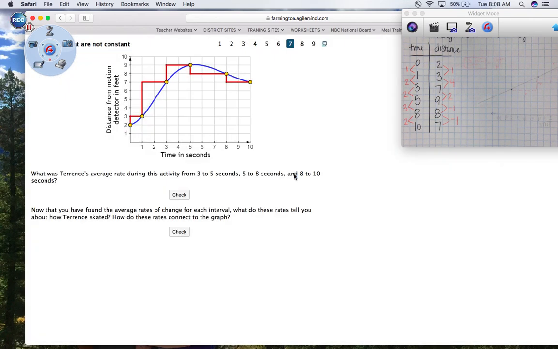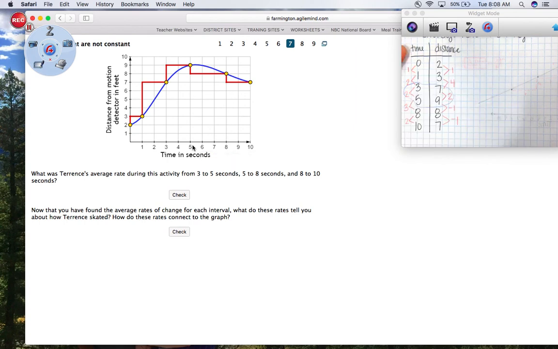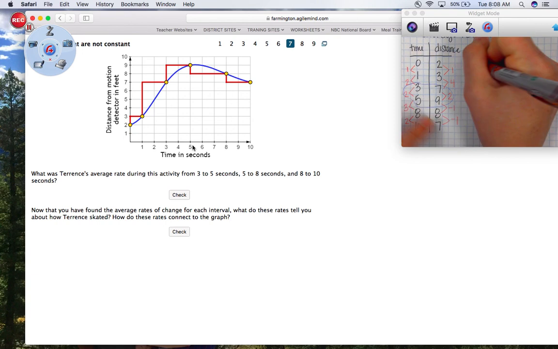Okay, now how your problems will be worded, it will say something like find the average rate of change from 3 to 5 seconds. We call those intervals. So you would look from 3 to 5 seconds, so that's right here. What is the average rate of change? For the average rate of change, you're going to just look between the points that it talks about. So it changed from 7 to 9 and 3 to 5.